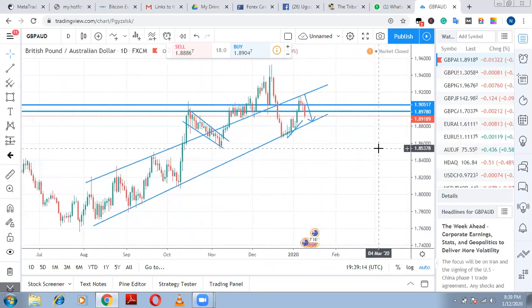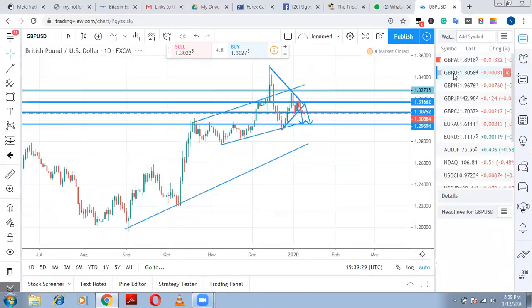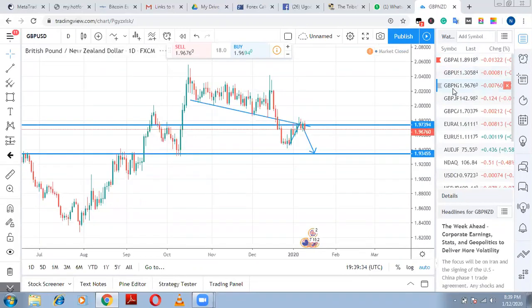Actually, I love GBP pairs. I love GBP pairs a lot because they move with high velocity. They have volatility and liquidity. Let's pick a pair. We analyze today for the week and see how it goes.